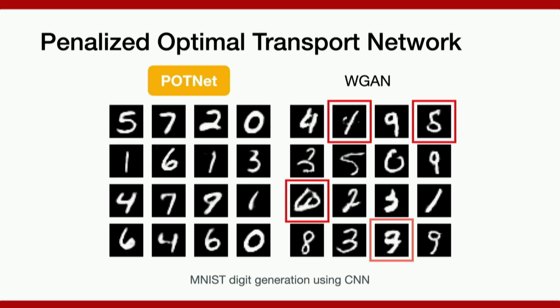I can also use POTNet to generate synthetic digits. This example is trained on the MNIST handwritten digit dataset, and I compared POTNet to Wasserstein GAN. Looking at the generated digits by POTNet, you see that the digits are clear and discernible. But for Wasserstein GAN, I've put red boxes around the digits that didn't really look discernible, and they look maybe like a combination of 2 or 3 digits.